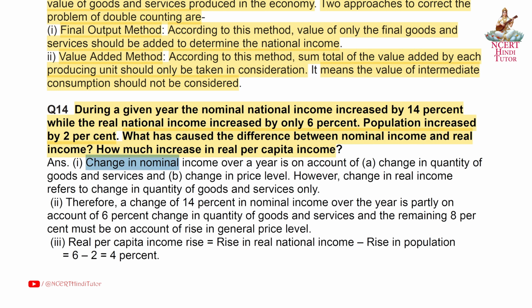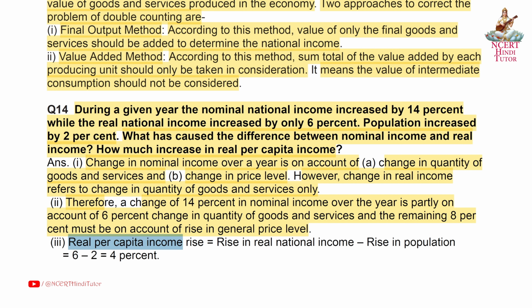Answer. First, change in nominal income over a year is on account of A. Change in quantity of goods and services, and B. Change in price level. However, change in real income refers to change in quantity of goods and services only. Second, therefore, a change of 14% in nominal income over the year is partially on account of 6% change in quantity of goods and services, and the remaining 8% must be on account of rise in general price level.